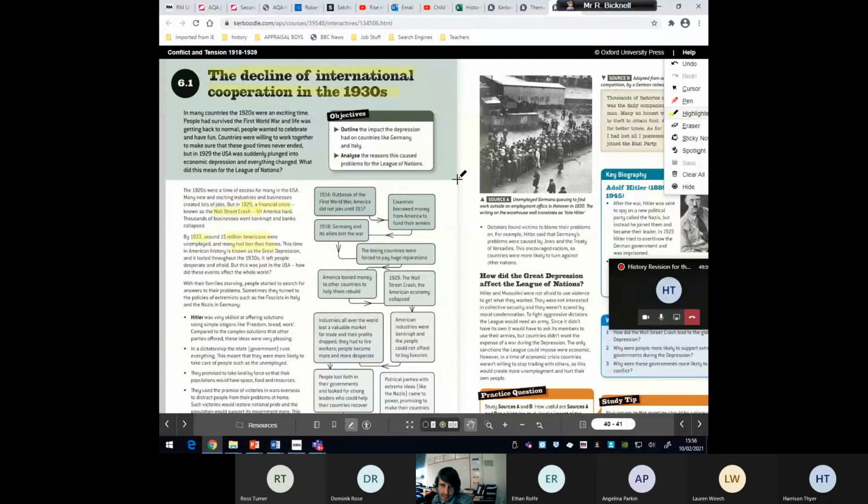So without a shadow of a doubt, this caused problems for the League of Nations. On top of this, and this is going back to the title now, members of the League were less likely to cooperate together because they had bigger problems within their own countries. So many countries were now suffering from economic depression that they were less likely to cooperate with each other to solve the world's problems. And this was absolutely true for the League of Nations after the Wall Street crash.